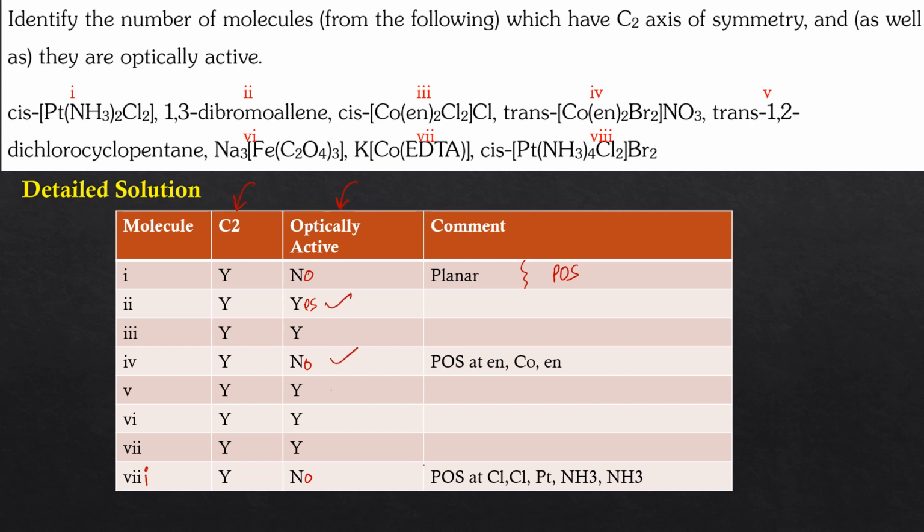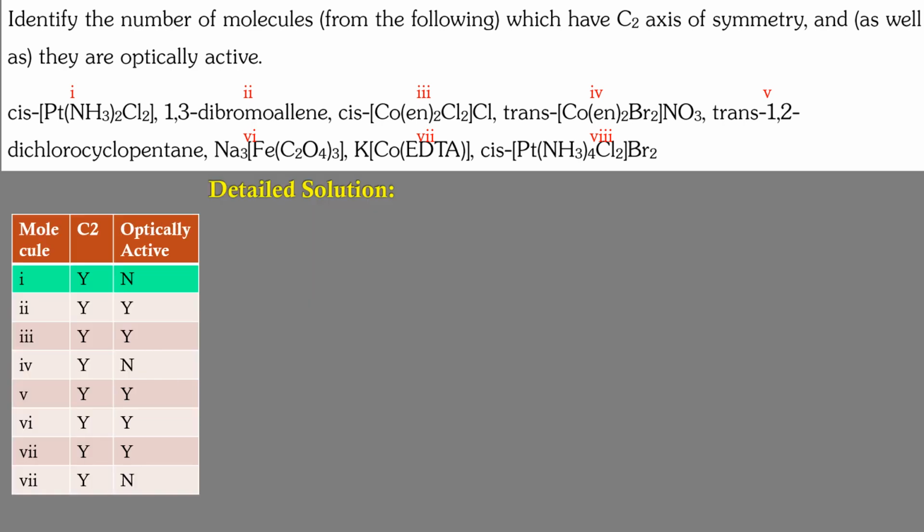Yes, yes, yes. Sorry, not yes. This one was not yes. So second was yes, third was yes, fifth was yes, sixth was yes, and seventh was yes. Now we'll be seeing these one after another, how C2 is present and why each is optically active or inactive, one by one as we go further.